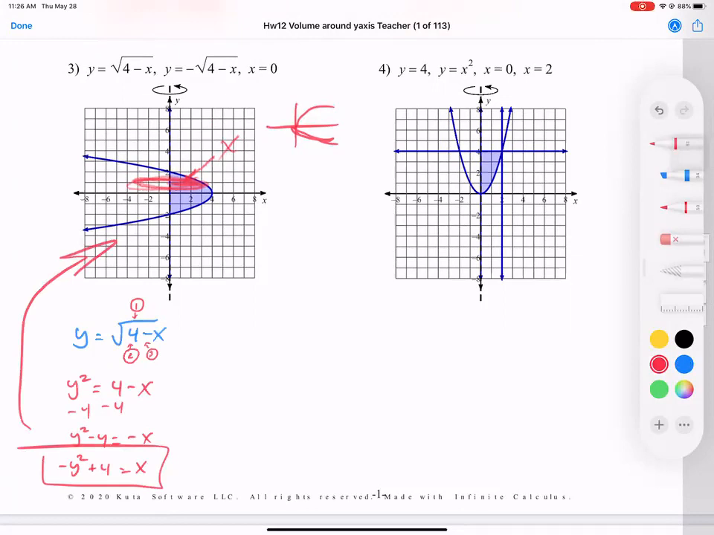So now that we have the equation for x, the equation is pi r squared, where my r value is going to be an x value, and the x value is negative y squared plus 4. And this is a dy. Look at the graph. We go from negative 2 to 2, climbing up, negative 2 to 2.